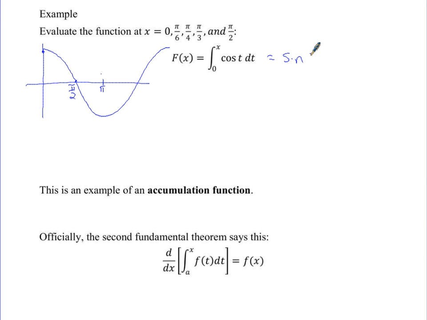sine t. And we're evaluating that from 0 to x. So that's going to give us sine x minus sine 0. But sine 0 is 0. So I wind up with sine x. So the area under the curve actually is going to just be the sine of whatever I put in for x.